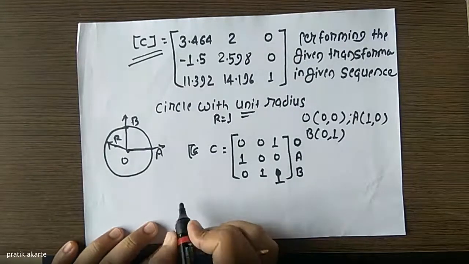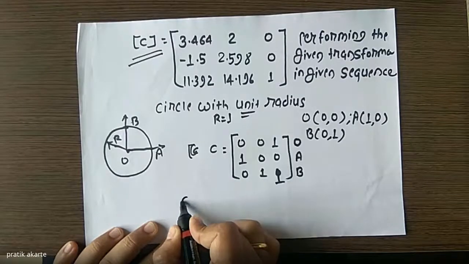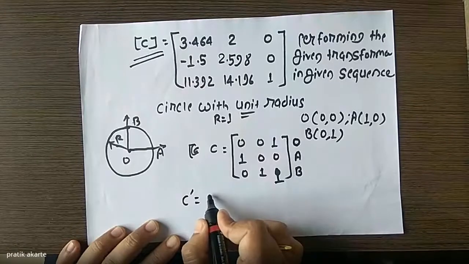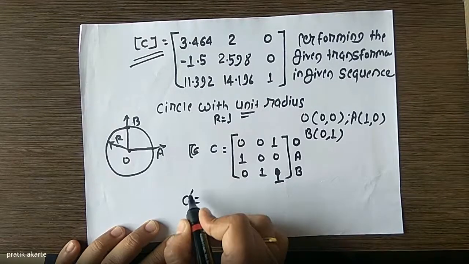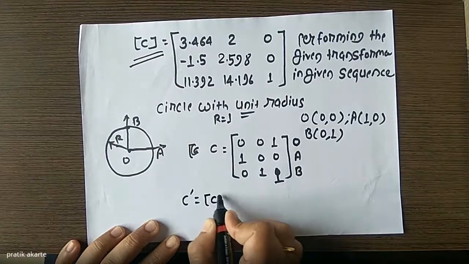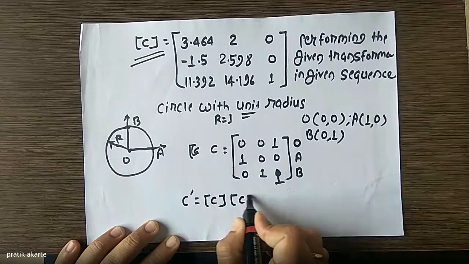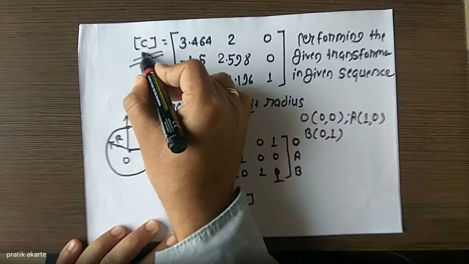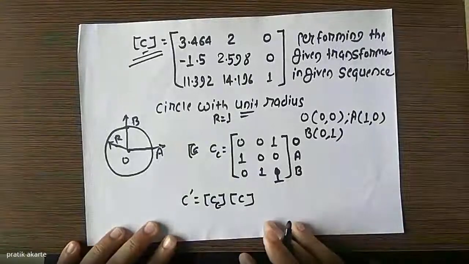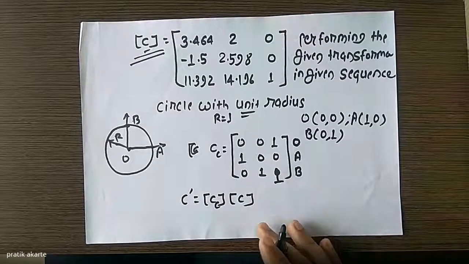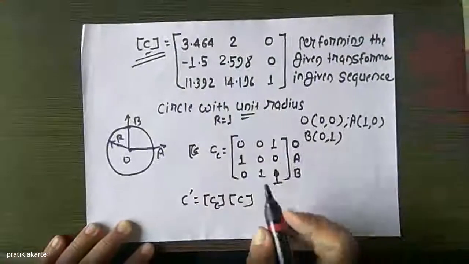We have to just multiply it, like C dash, that is the new one, into this C matrix, into your composite transformation matrix. Okay, so this matrix, I name it as CC. So it's for the circle C. So when you multiply this matrix with this matrix, you will get your final answer.